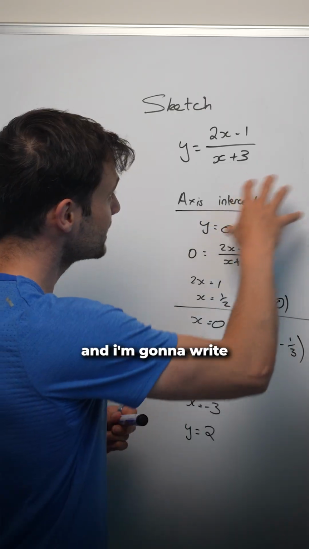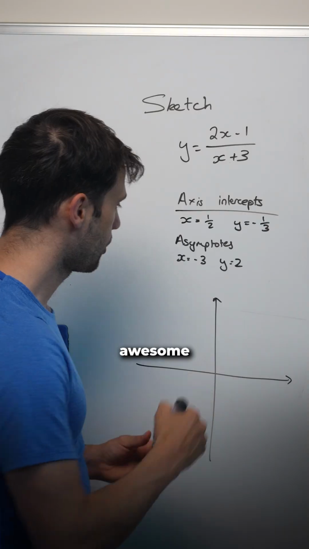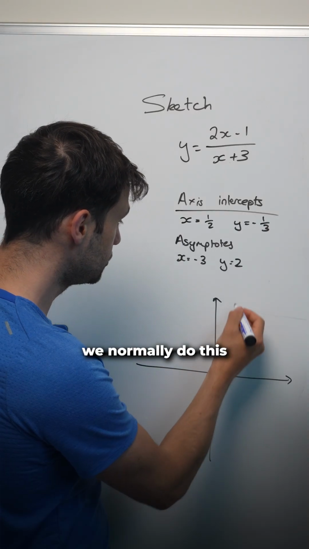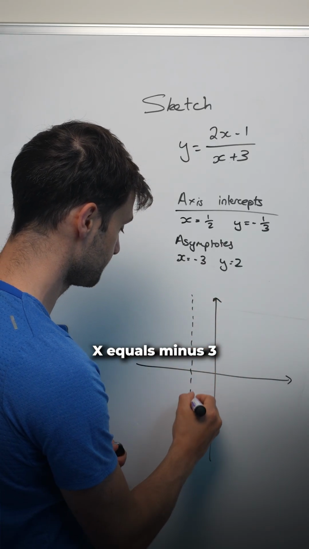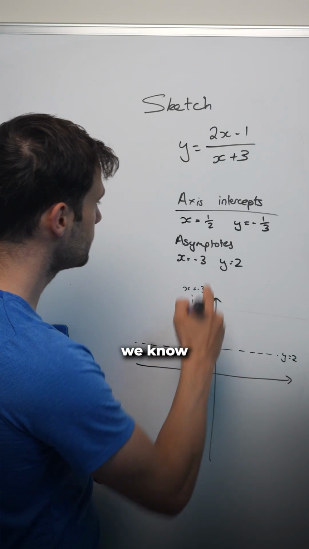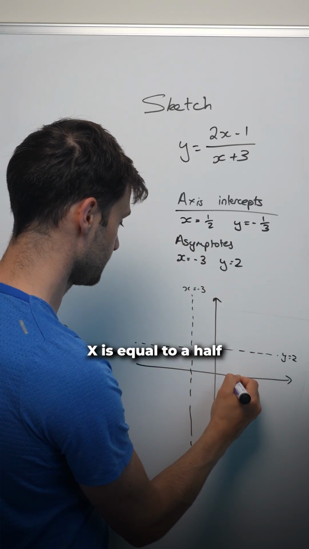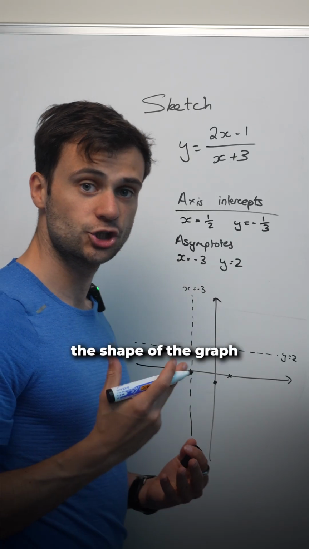I'm going to write the key points up here so that we have space for that graph. Right. Awesome. So we've still got our key facts here. On our graph, we're going to add the asymptotes. We normally do this with a dotted line. So we've got x equals minus 3 and we've got y equals 2. We know that the axis intercepts are when x is equal to 1/2 and when y is equal to minus 1/3. And now we need to know the shape of the graph.